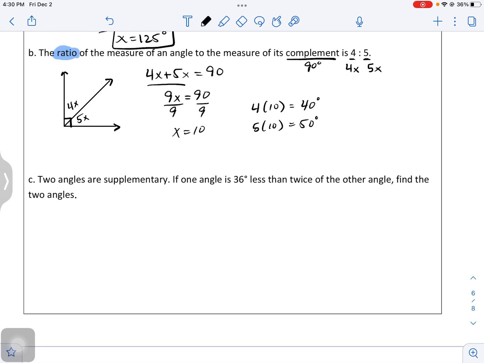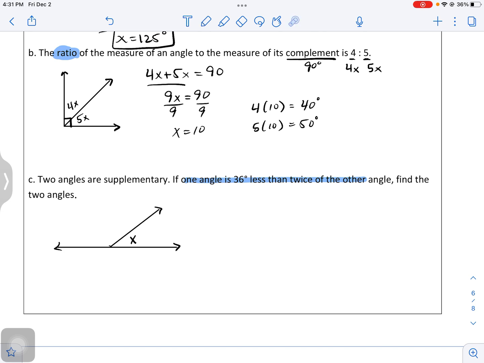All right, next it says two angles are supplementary. If one angle is 36 less than twice the other angle, find the two angles. I know they're supplementary, so it's a straight line. It says two angles are supplementary, so I'm going to put my two angles right there. It says one angle is 36 less than twice the other. We don't know what the other angle is. That's a bit of information we have no idea about. So I'm going to pick one angle and call it x. That's what I don't know anything about.